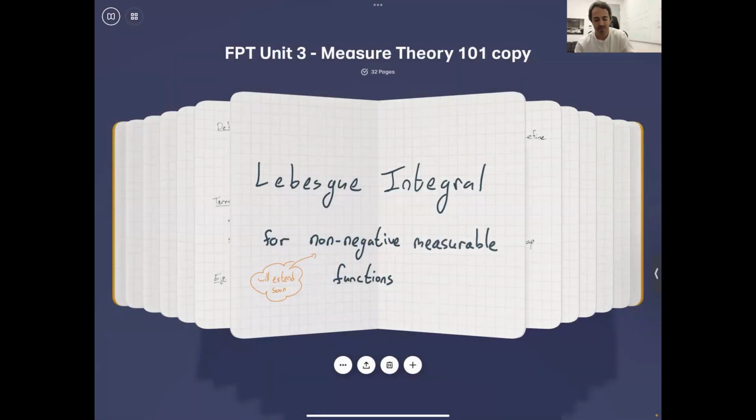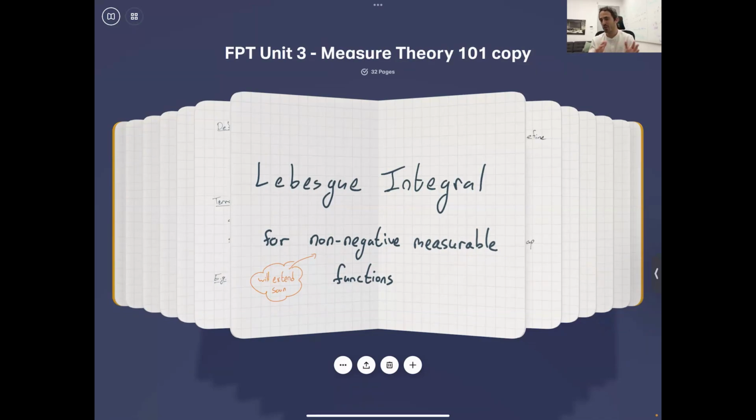Okay. So now we're actually ready for the main part of this lecture, and that's the Lebesgue integral. But what we'll do again, we are going to kind of postpone things. So the first thing we're going to do, and that's kind of the main work that we need to do, is to define a Lebesgue integral for non-negative measurable functions. So non-negative functions in particular.